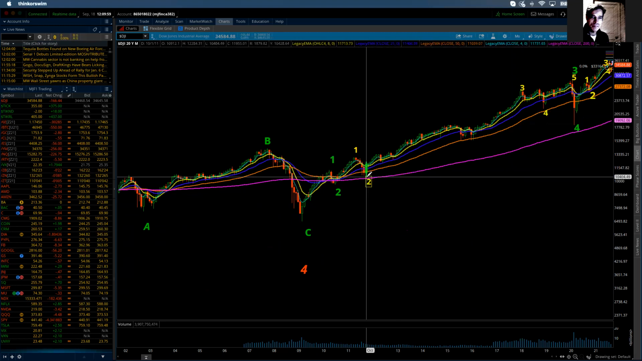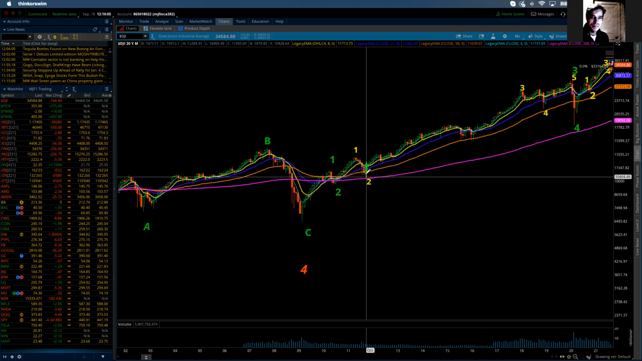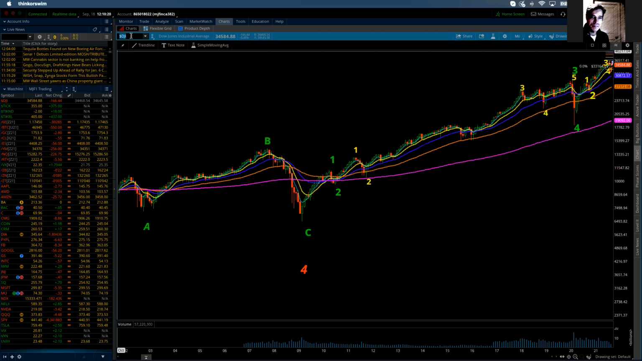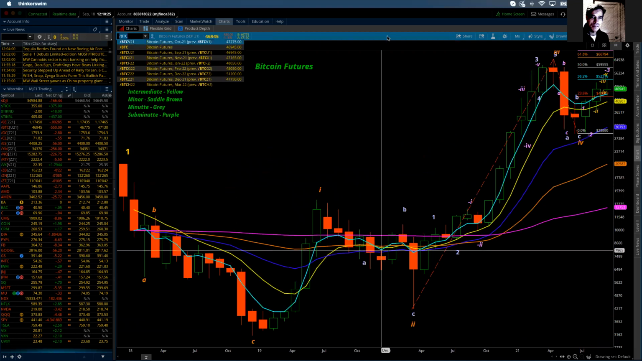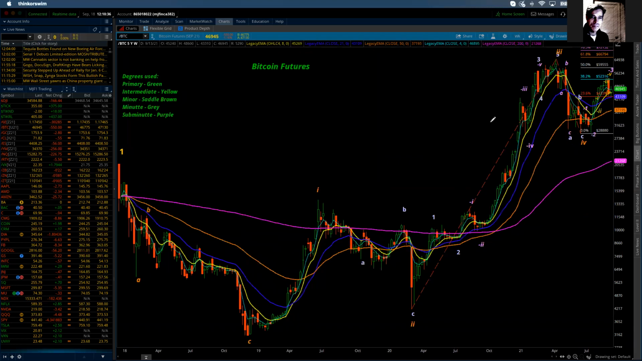For example, this intermediate third wave took from 2011 to 2018, took 7 years to unfold in the Dow. So that's why I'm sticking with intermediate degree to begin for Bitcoin. So now let's go back to that Bitcoin. Now we can understand the larger picture that I believe is developing here in Bitcoin. So I'm going to go back down to that weekly chart.